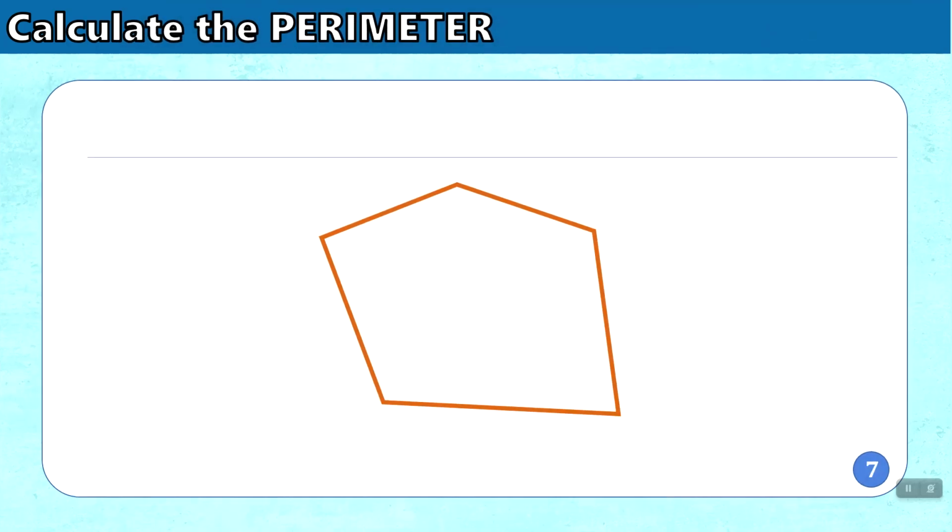What about this shape? How many sides do you see? There are 5 sides, and so that makes this a pentagon. But all of the sides don't look the same length, and therefore it's not a regular pentagon, it is an irregular pentagon. What that means is that all of the sides are different lengths.